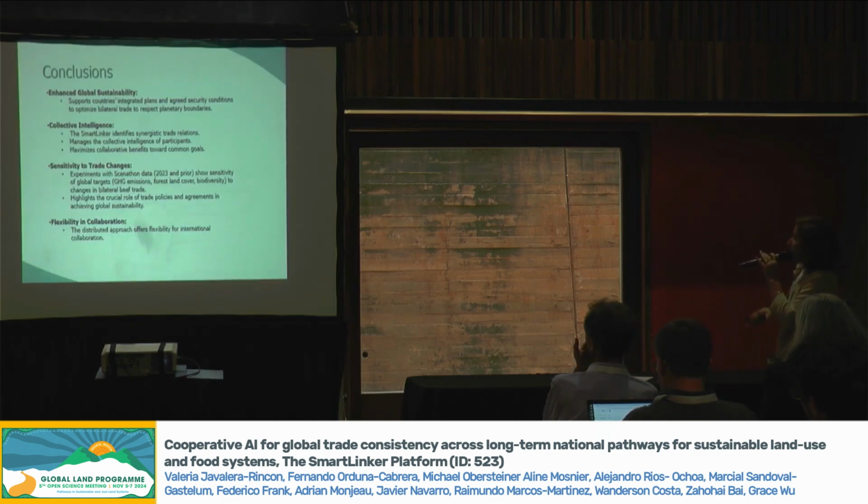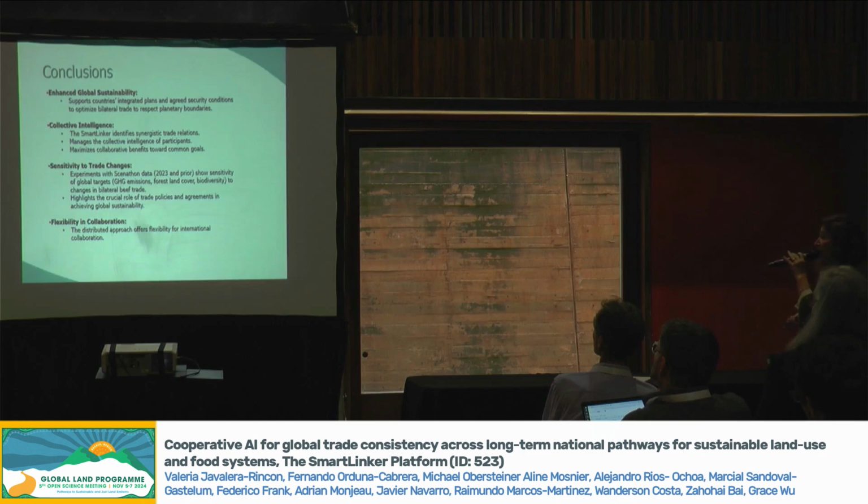And I will go to conclusions. This approach seeks to support countries' integrated plans and agreed security conditions to optimize bilateral trade with respect to planetary boundaries. At this point, what we're considering in this work is the optimization problem. It's seeking the performance of all global targets, considering national restrictions such as the kilocalories per capita. We're seeking a collective intelligence. The smart linker identifies synergistic trade relations, manages the collective intelligence of participants, and maximizes collaborative benefits toward common goals.